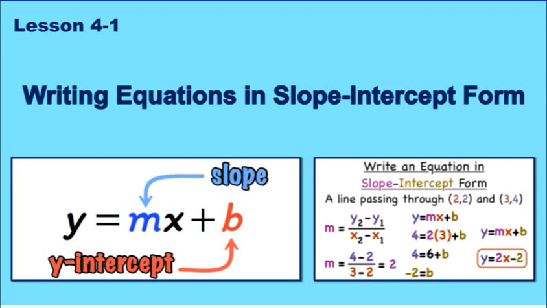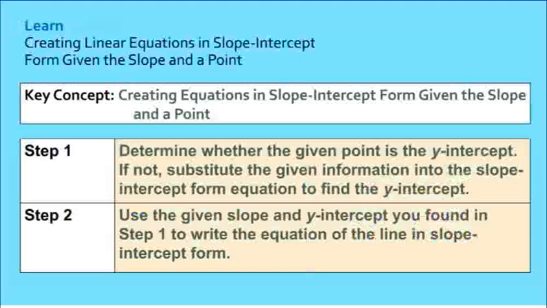4-1, writing equations in slope-intercept form. Again, slope-intercept form is just y equals mx plus b. And we've already looked at finding the slope of a line when you're given 2 points using the slope formula, y2 minus y1 divided by x2 minus x1. So today we're just looking at creating equations in slope-intercept form when you're given a slope and a point.